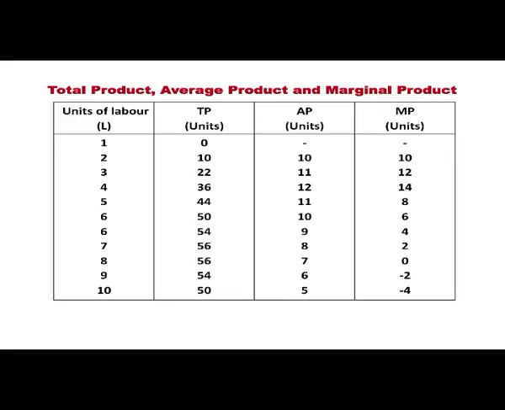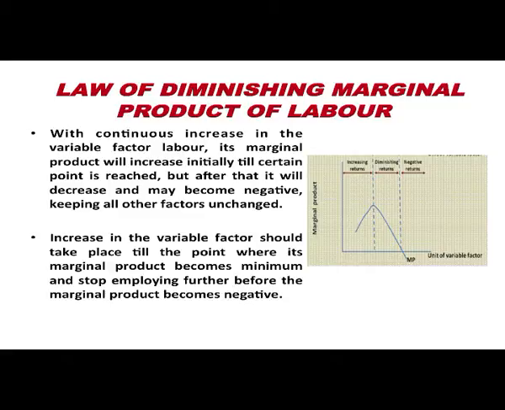Because of this, the TP also has started falling. This clearly implies that labor should not be increased up to 9 and beyond. When 8 units of labor are employed, the MP has become minimum at this point, which is 0, and TP, if you see, has become the maximum, which is 56. Hence, we learn that increase in the variable factor should take place till the point where its marginal product becomes minimum and stop employing further before the marginal product becomes negative.